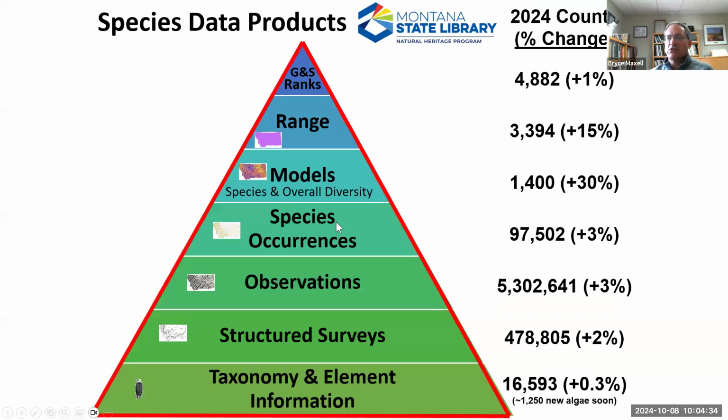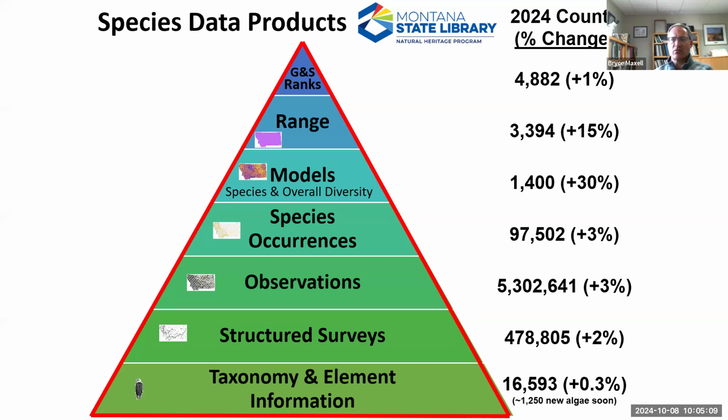Just to give you an overview of our data holdings, we kind of think of this in a pyramid of information. At the bottom of that pyramid is information on taxonomy of species and habitats, and we're managing 16,593 different species and habitats at this point, and also just about to add 1,250 new algae species to our database, and that will pretty much have a full listing for all botanical species at that point.